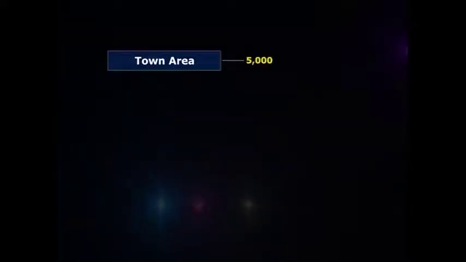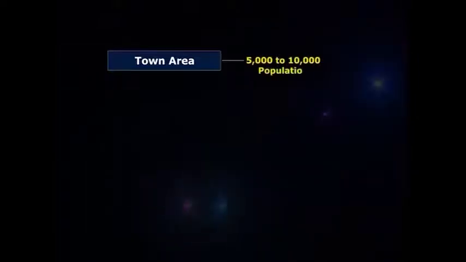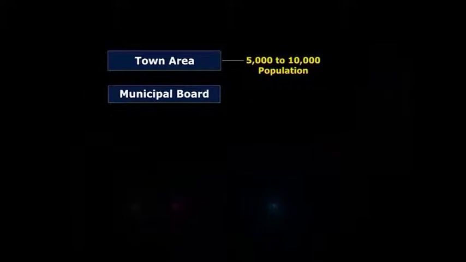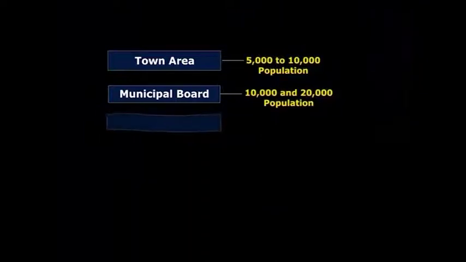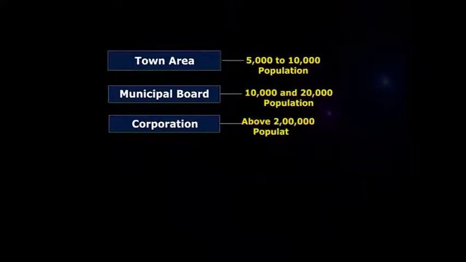The urban areas of a district are organized into town area committee, that is an area with population ranging between 5,000 to 10,000. Municipal board, that is an area with population ranging between 10,000 and 20,000. And corporation, that is with population above 2 lakhs. The town area committees are also panchayats and they provide sanitary services. The municipal boards are headed by chairman or president elected by members.